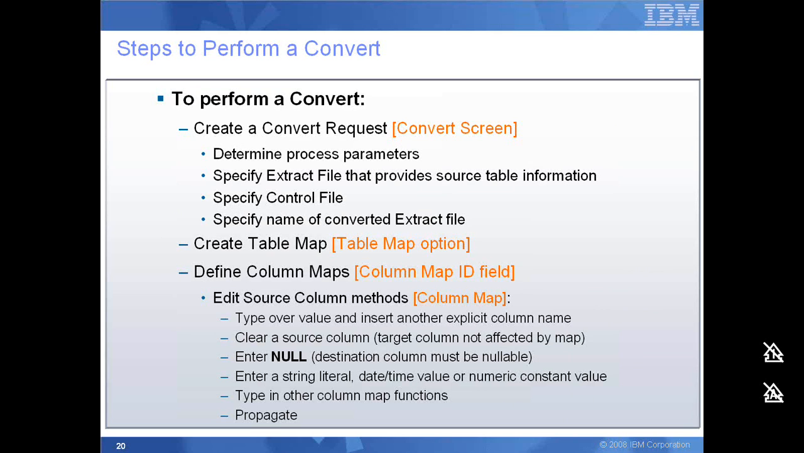We will see in this slide how to perform a convert. On the convert screen, you first create a convert request, wherein you define how the convert request will work. You create a table map, wherein you map the source and the target tables. You define the column maps, wherein I select particular columns which I need for data privacy. And I edit the source column using a variety of methods, and I can specify the data privacy routines in the source column map.